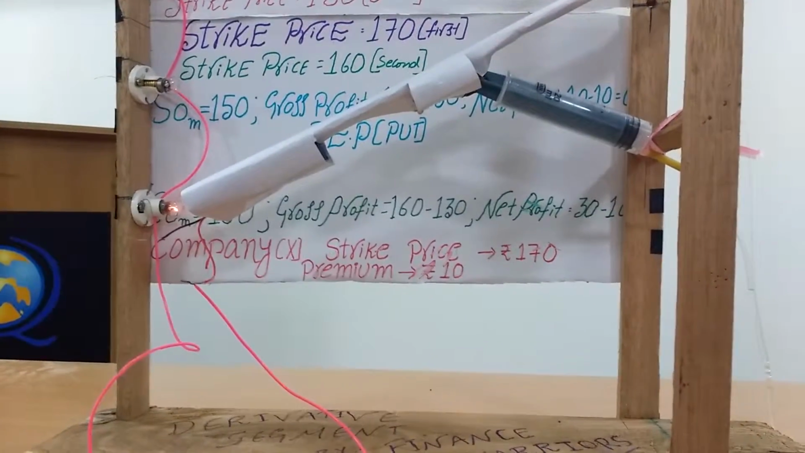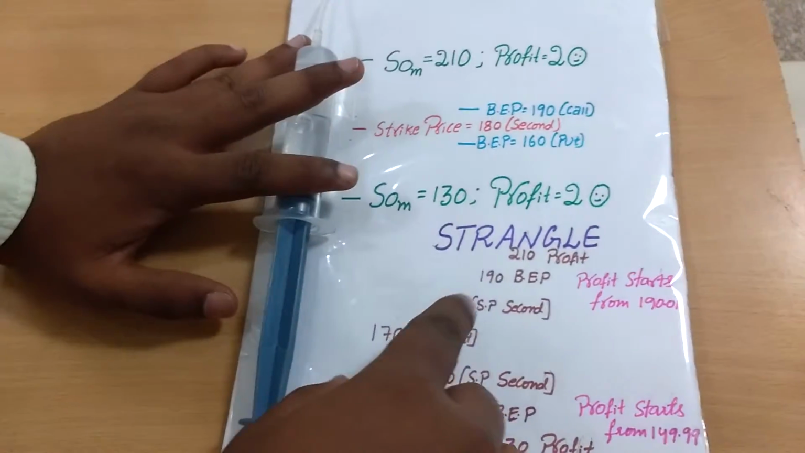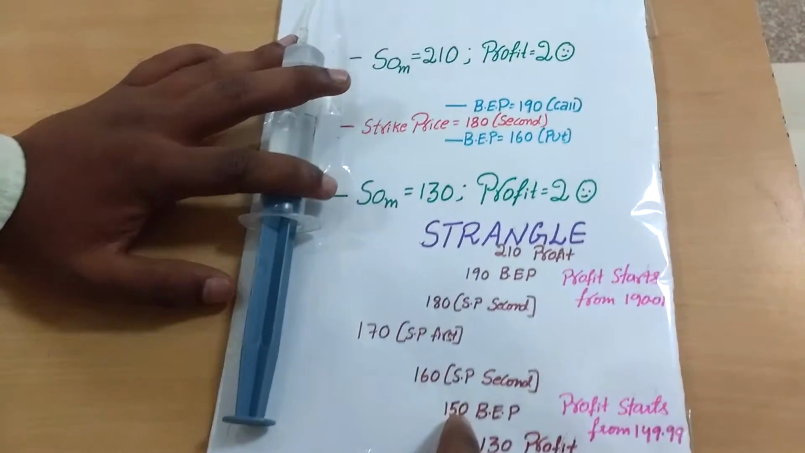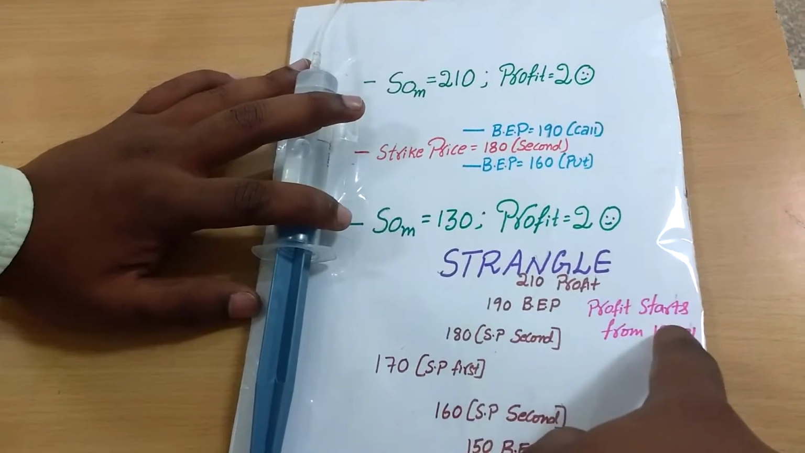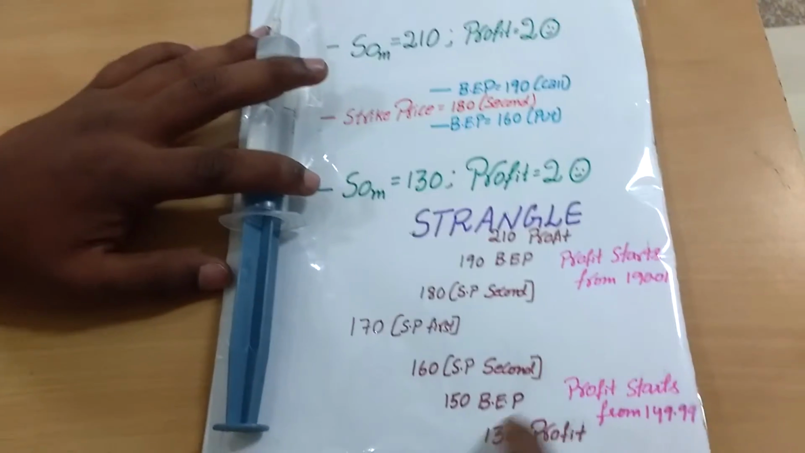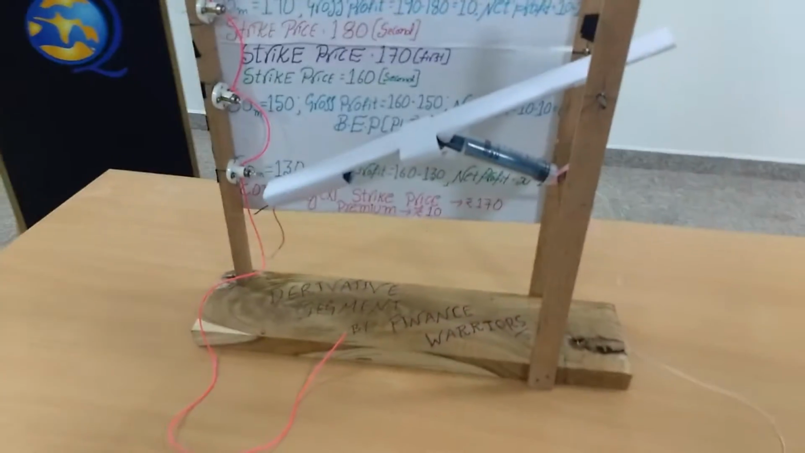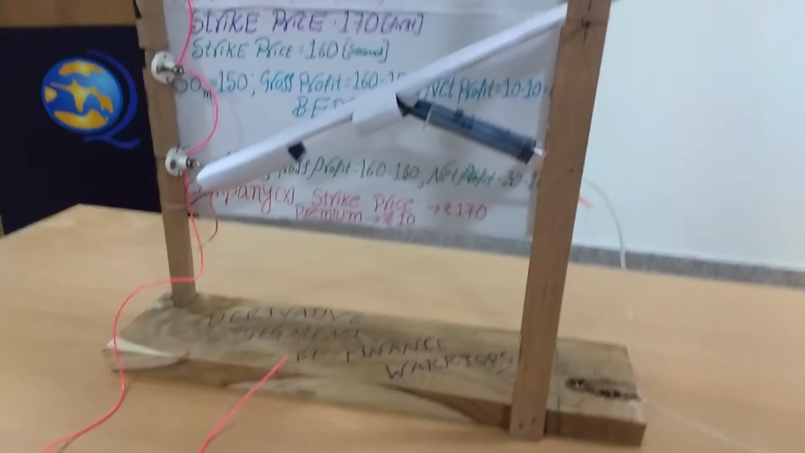When the market goes up, the call option will be activated. When the market goes down, the put option will be activated. Here, break-even points are at 180 rupees and 150 rupees. During the call option, profit starts from 190 rupees. During the put option, profit starts from 149 rupees. This is how the derivative segment works. When the market goes up we can make a profit, and when the market goes down also we can make a profit.